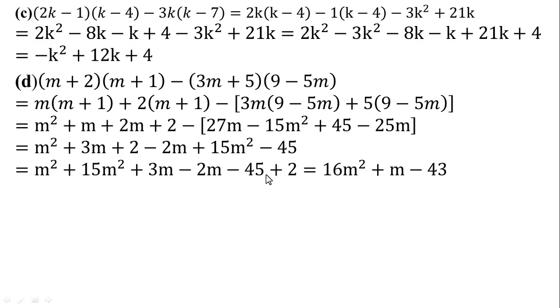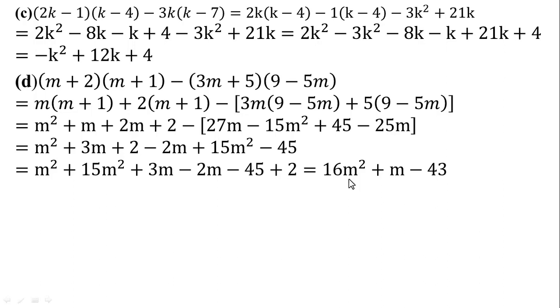15m square plus 1m square is 16m square. Now 3m minus 2m is plus 1m. Minus 45 plus 2 is minus 43. Now the final answer of the D part is 16m square plus m minus 43.